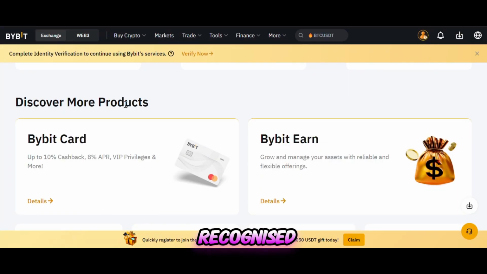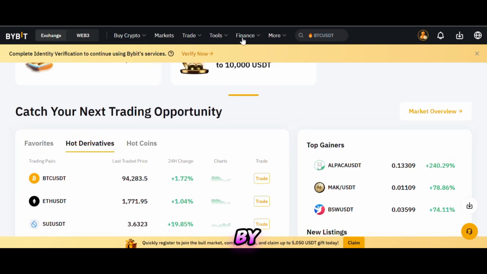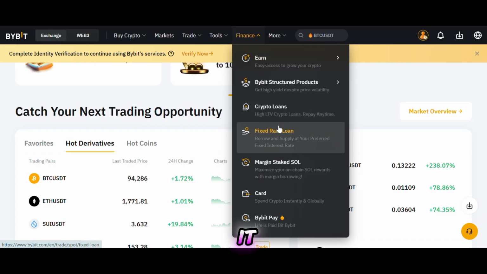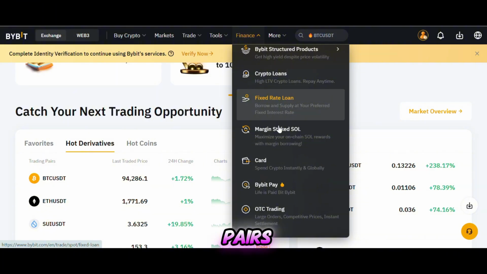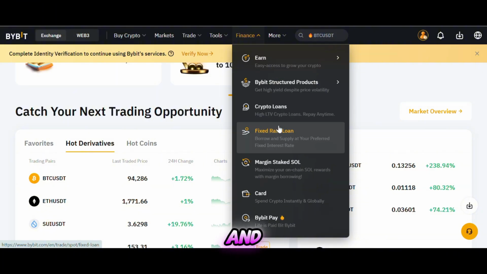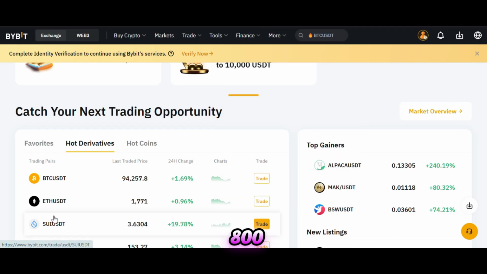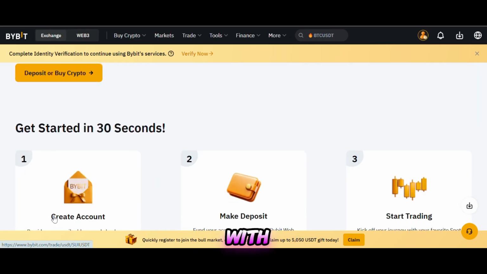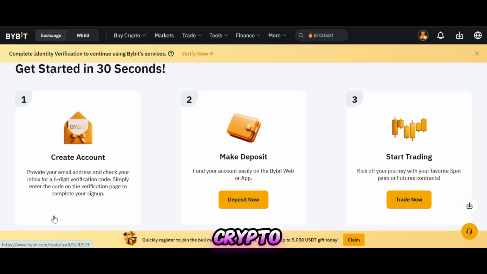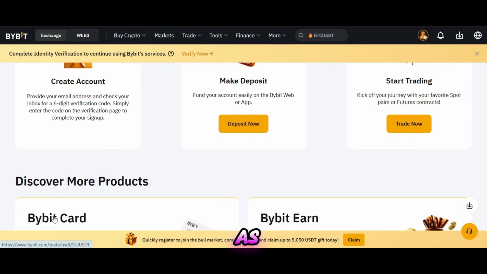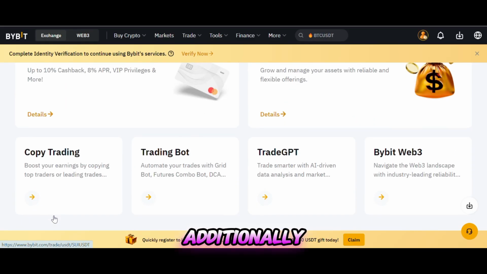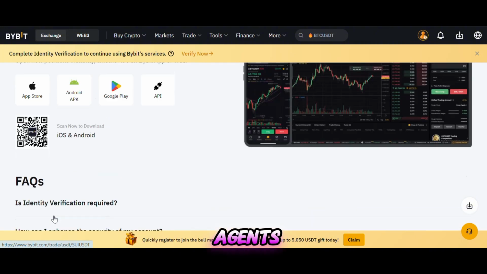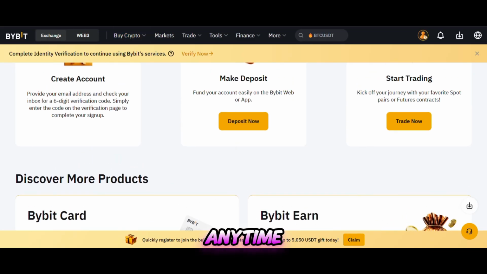Bybit is a globally recognized cryptocurrency trading platform trusted by over 20 million users across more than 160 countries. It offers access to over 300 trading pairs, including spot, futures, options, and perpetual contracts, totaling more than 800 tradable assets. Users can also earn passive income through Bybit's earning programs with up to 6% APR on idle crypto assets and potential returns reaching as high as 15% APR. Additionally, Bybit provides 24/7 customer support with dedicated live agents available around the clock to assist users anytime they need help.